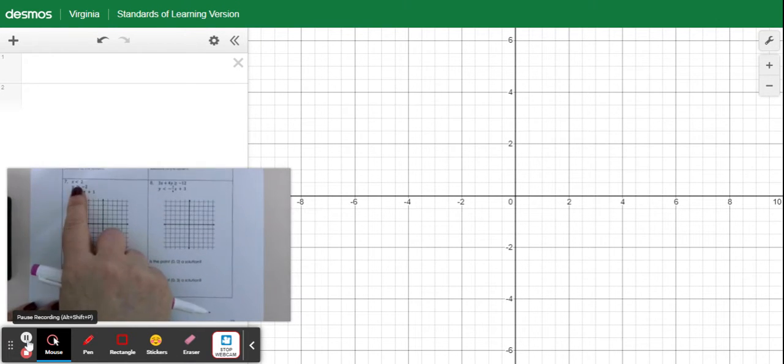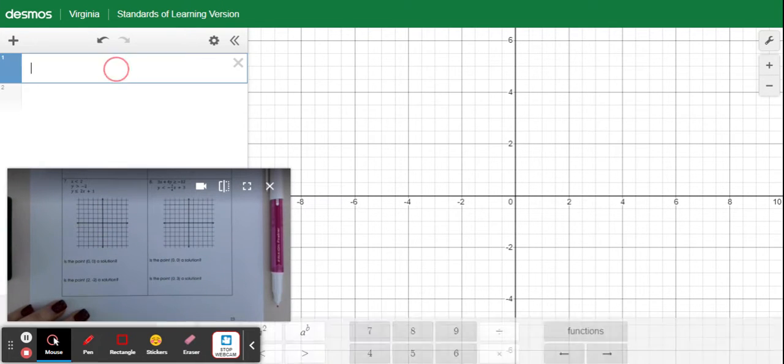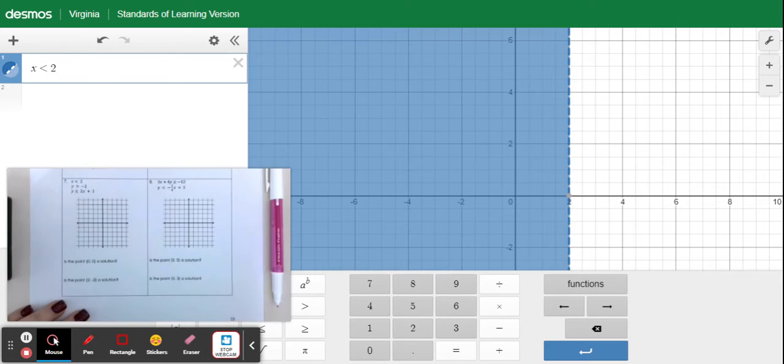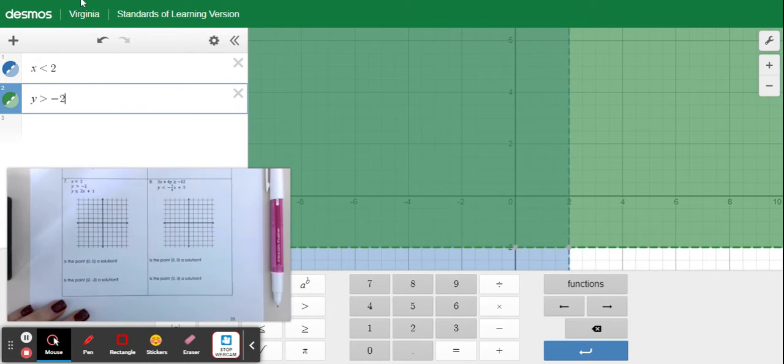Let's take a look at this. This is a system of linear inequalities. It just happens to be 3. So I'm going to put each of these in here. I have x is less than 2. I've got y is greater than -2. So far right here, I've got this double shaded region. These are dotted lines, so the lines surrounding the double shaded region are not solutions.